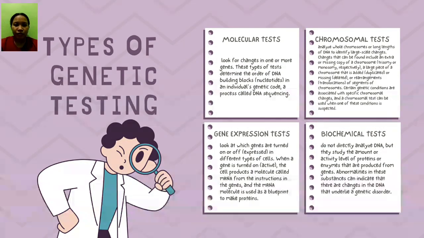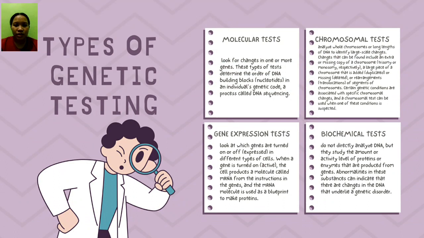There are 4 types of genetic testing: the molecular, gene expression, chromosomal, and biochemical tests. Molecular tests look for changes in one or more genes. These types of tests determine the order of DNA building blocks, or nucleotides, in an individual's genetic code, a process called DNA sequencing.